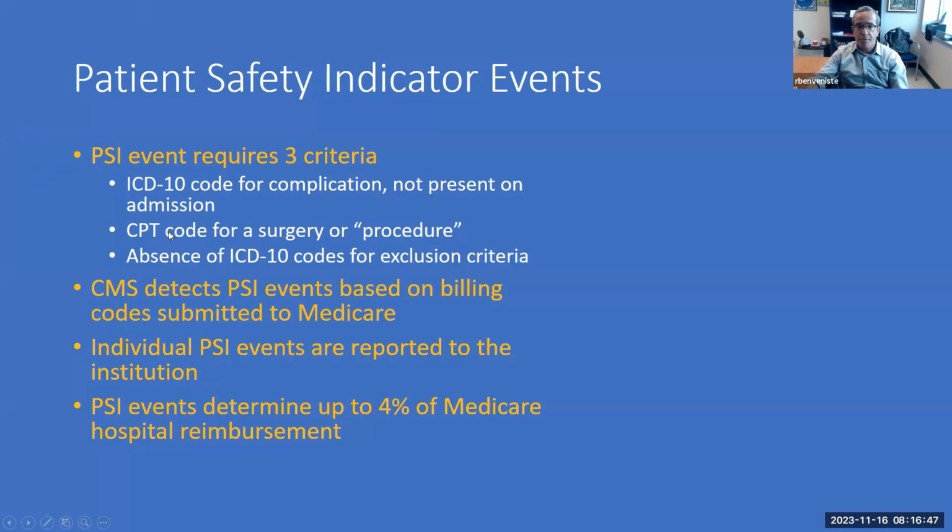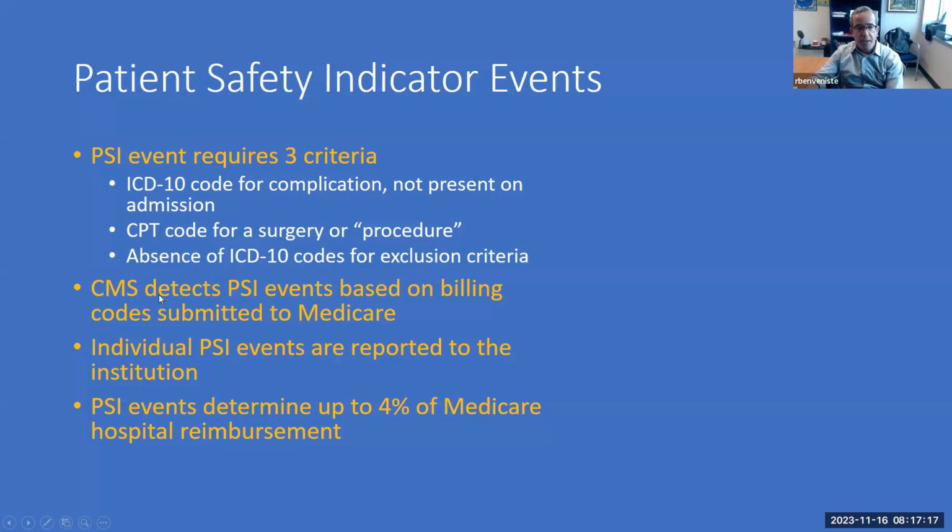So if you have sepsis on admission, even if you have a surgery and are septic afterward, you don't get the complication for sepsis. There has to be a CPT or procedure code for a surgery or procedure. And there has to be the absence of ICD-10 diagnostic codes for exclusion criteria. So for example, postoperative hemorrhages are excluded if the patient has diagnostic codes for thrombocytopenia or coagulopathy.